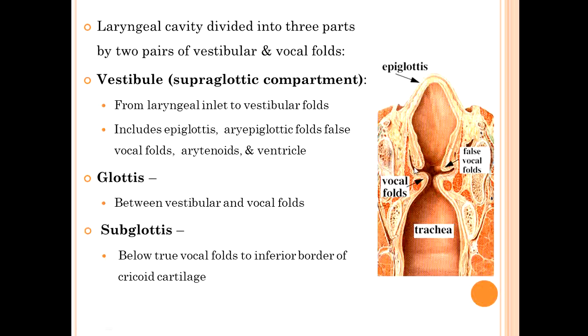Then this one here is the glottic compartment. It is between the vestibular and vocal fold. And the third one is the subglottis. This is below the true vocal folds to the inferior border of the cricoid cartilage. So this one is the subglottic compartment.